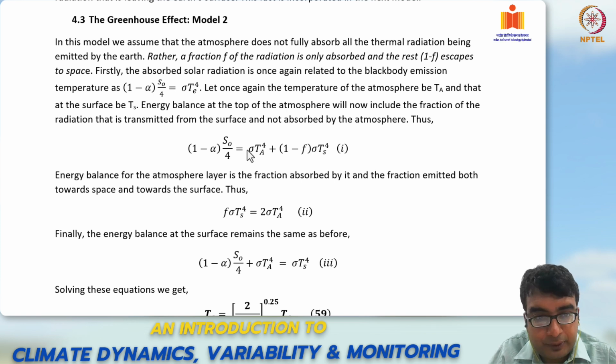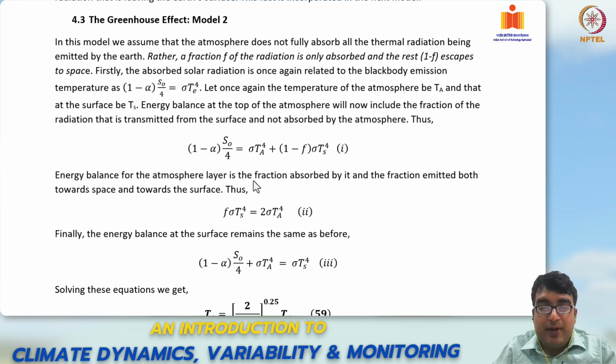Okay. For the atmospheric layer, the atmosphere is still emitting sigma Ta to the power 4 towards space and sigma Ta to the power 4 of flux towards the ground. So, twice sigma Ta to the power 4 is the net emission, and the net absorption is F into sigma Ts to the power 4. Okay. This is the net amount that is being absorbed, and this is the net amount that is being emitted. So these two are in balance.